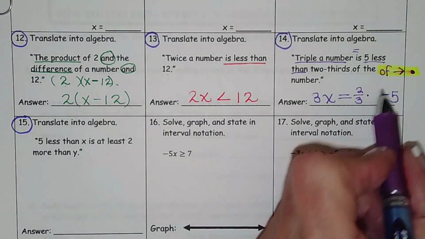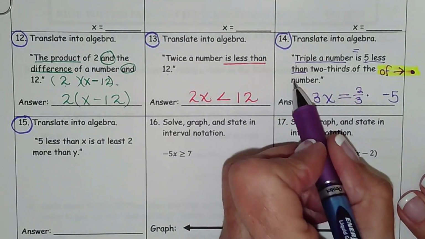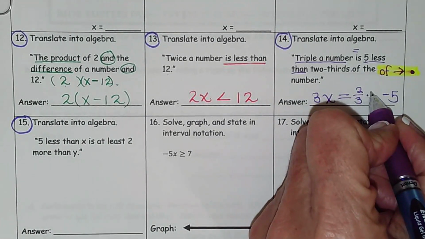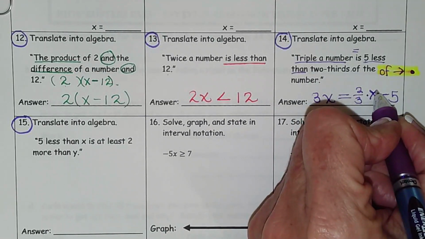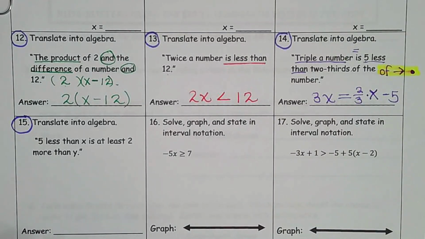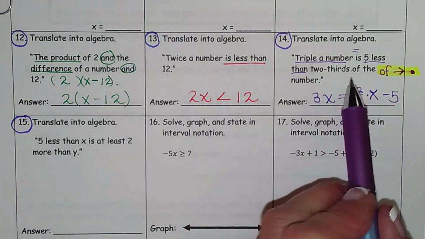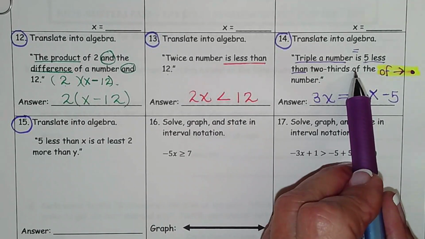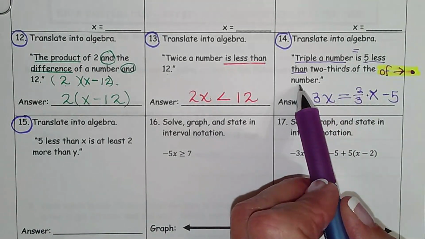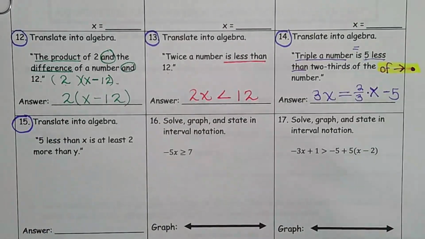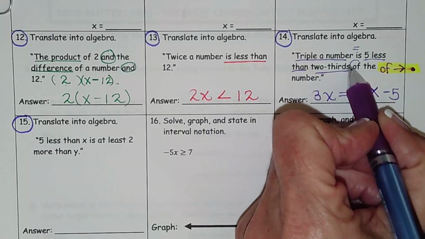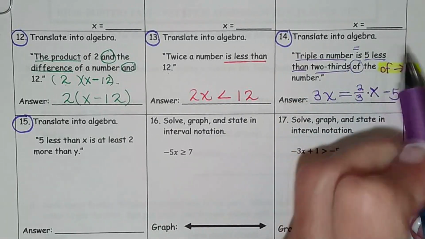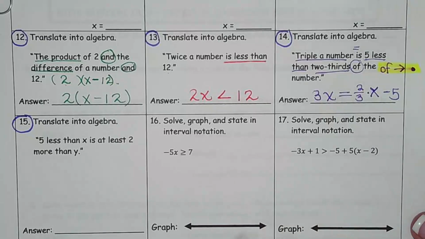So 2/3 of the number x. And I will tell you the biggest mistake on this one on the test is students forget the x. This means 2/3 times x. So you can't forget any of the words. The 2/3 translates to the fraction. The of translates as times. The number translates as x.